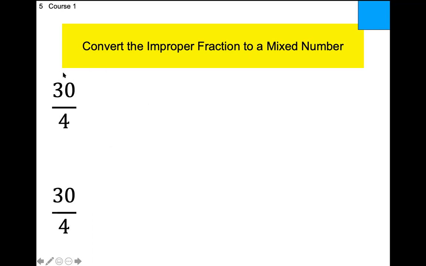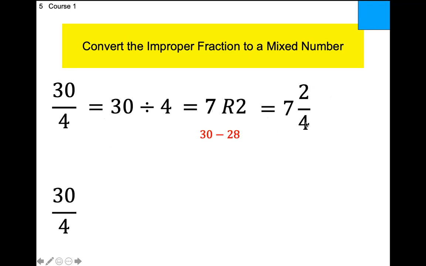So let's follow the procedure we just did, 30/4. Let's see, 4 goes into 30 7 times. 7 times 4 is 28, with a remainder of 2. So 30 divided by 4 is 7, with a remainder of 2, because 4 times 7 is 28. 30 minus 28 is 2. So this would be 7 2/4. And the problem is that 2/4 can be reduced.